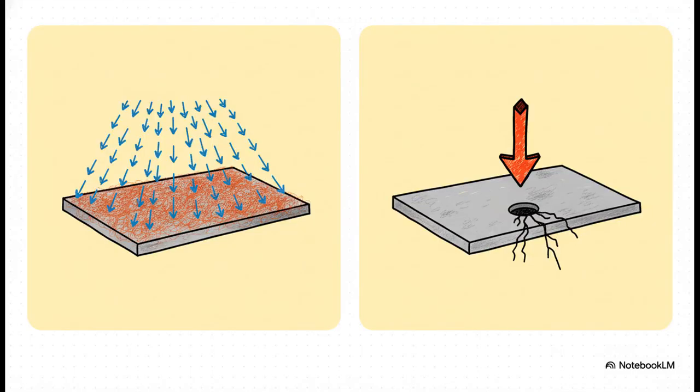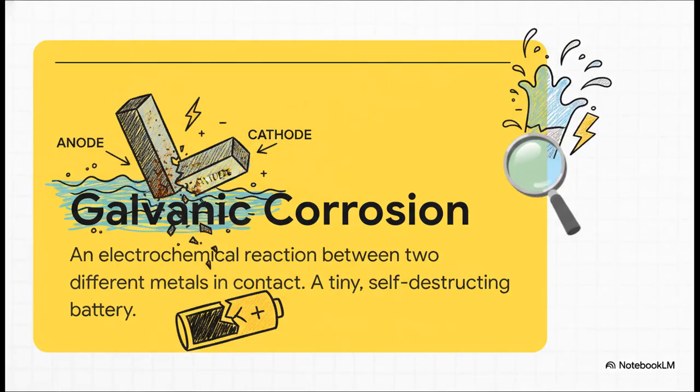Now, check out the difference in strategy here. On one side, you have uniform corrosion. That's your brute force attack, the classic rust we all picture. It just attacks the entire surface evenly. But then you have pitting. Pitting is more like an assassin. It finds one tiny weak spot and drills down, creating a deep, dangerous hole that can cause a total failure with almost no warning.